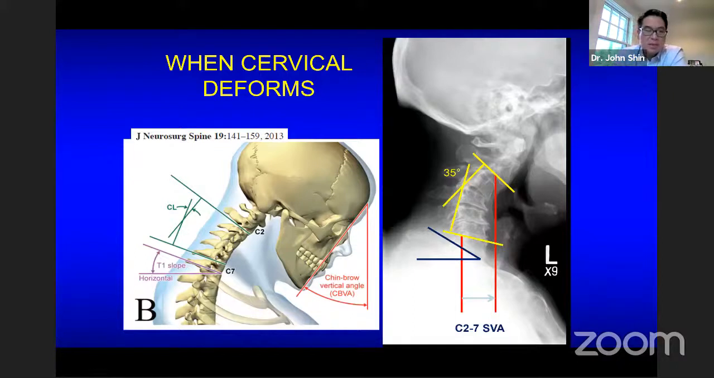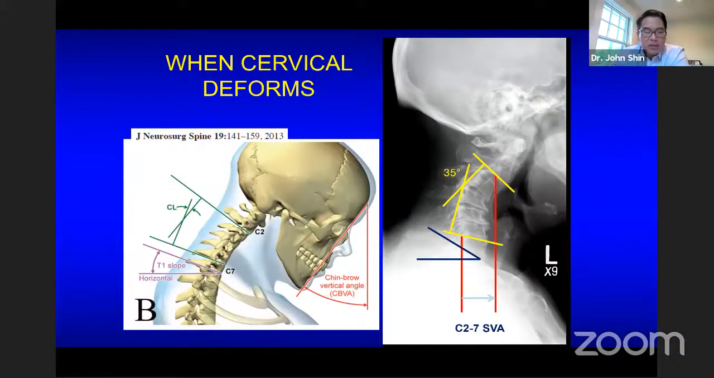And when the cervical spine deforms, this is a great paper by my colleague, Chris Ames, published in JNS Spine, looking at some of these characteristics. We know that the chin-brow vertical angle is important, right? That just gives us a quick and easy way of assessing the implication of that kyphosis. And you can see what that is relative to the horizontal.